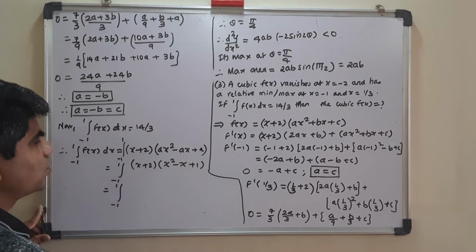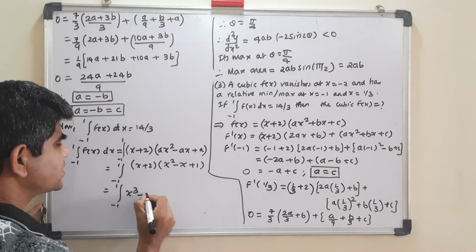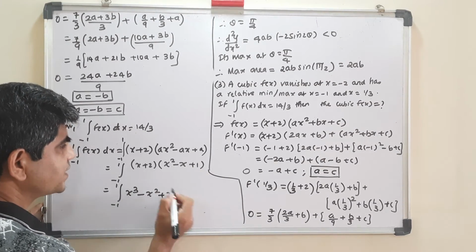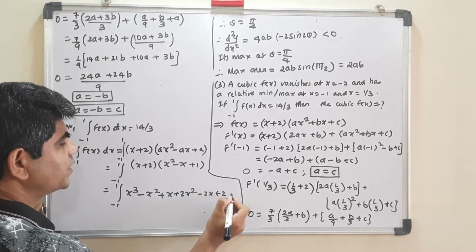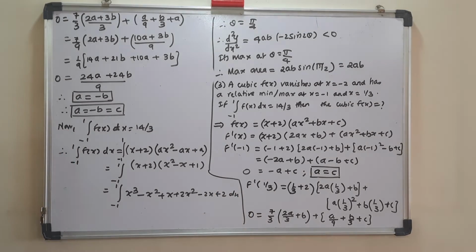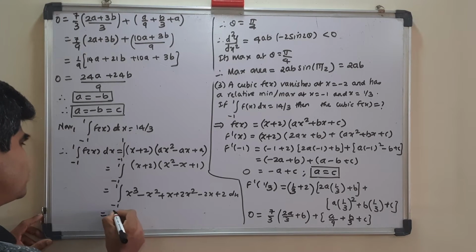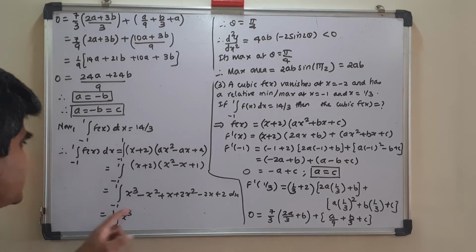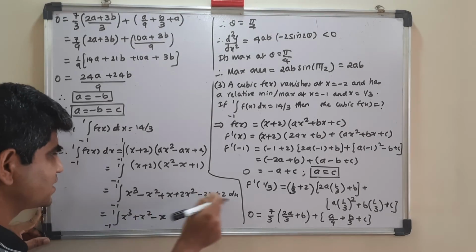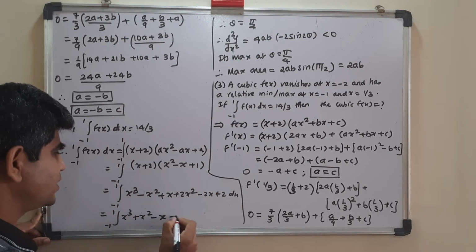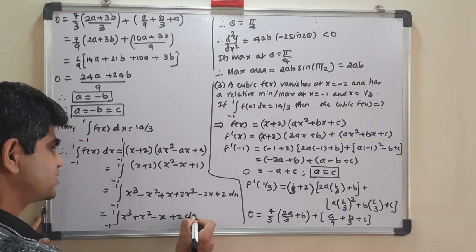When I expand this, I will get here x cube minus x square, then plus x, then 2x square minus 2x plus 2. I have not written dx anywhere because of lack of space. So what I get as final is the integral from minus 1 to 1 of x cube, x square is plus x square, and x is minus x, and plus 2. Yes, it is dx, right?